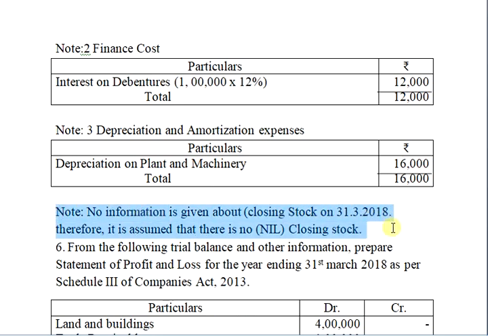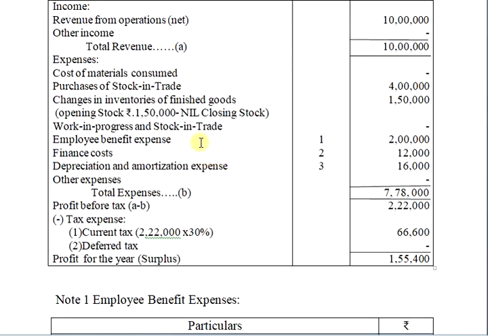Don't be confused about the note related to the point called changes in inventories of the finished goods. You can make a note now. You can scratch it in the book as it is. Note: no information is given about closing stock on 31st of March 2018. Which information is given and which is not given? Closing stock information is not given. Assume that there is nil closing stock. Closing stock is nil means that the stock whatever we have is treated as opening stock. Opening stock minus closing stock, you will be getting changes in inventories of the finished goods, that is 1,50,000.